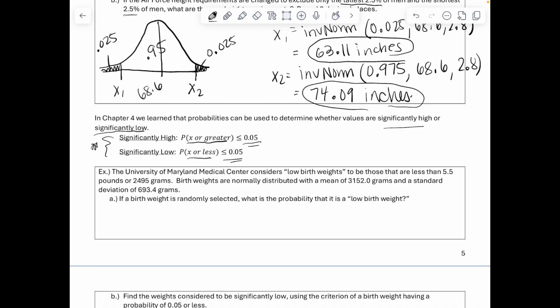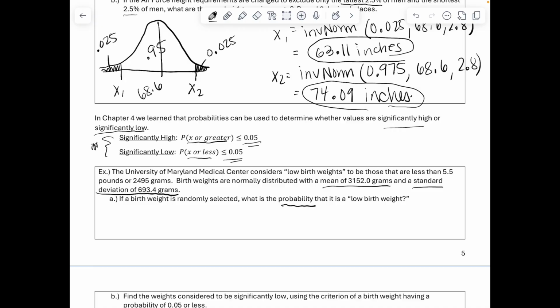The example right below this says the University of Maryland Medical Center considers low birth weights to be those that are less than 5.5 pounds or 2,495 grams. Birth weights are normally distributed with a mean of 3,152.0 grams and a standard deviation of 693.4 grams. Part A says if a birth weight is randomly selected, what's the probability that it's a low birth weight? So we're asked about a probability here. It does give us a mean and a standard deviation.